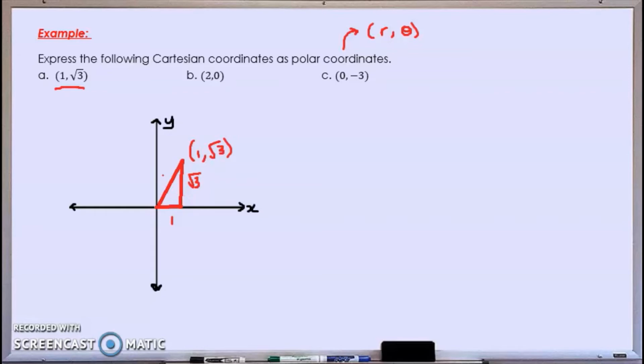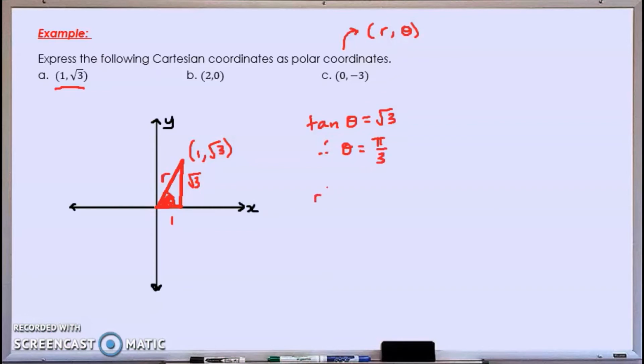What I need to do, therefore, is work out the value of r and the value of theta, which I've coloured in red. Remember, if I have a look at my standard table of angles, I should be able to work out most of these, and if they're not in the standard table of angles, then I'd use technology. So for the first point, tan of theta equals opposite over adjacent, which is root 3 over 1. And therefore, theta must equal 60 degrees or pi on 3.